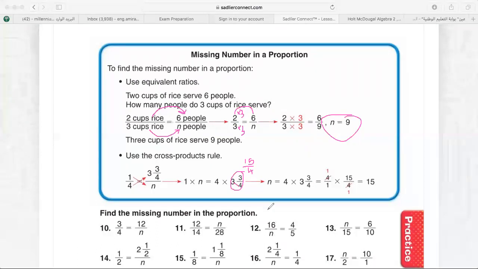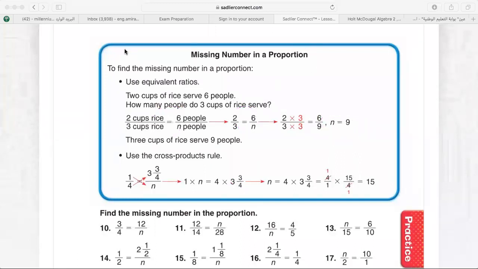So it will be now n is equal to 4 times 3 over 3/4, which is 4 times 3 over 4. I have 2 ways. I can use equivalent ratios like the way we have learned yesterday. I will check the complete parts, like 2 and 6. What happened to 2? 2 is now greater, so I will multiply by 3, and I will multiply the denominator by 3. Or I'm going to use the cross product rules.